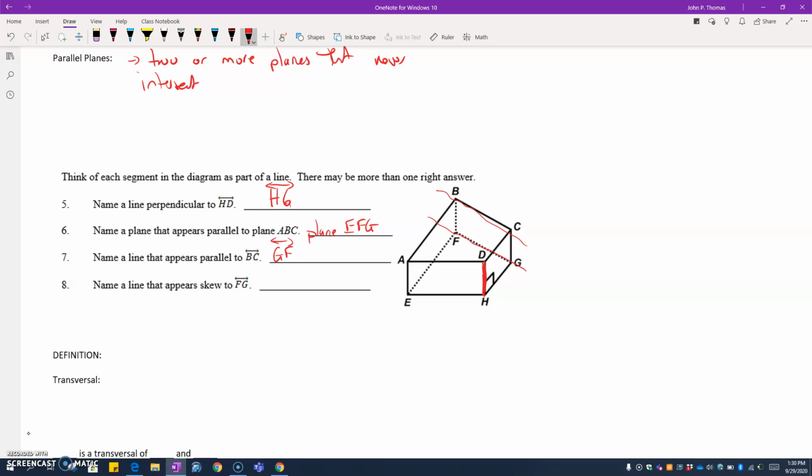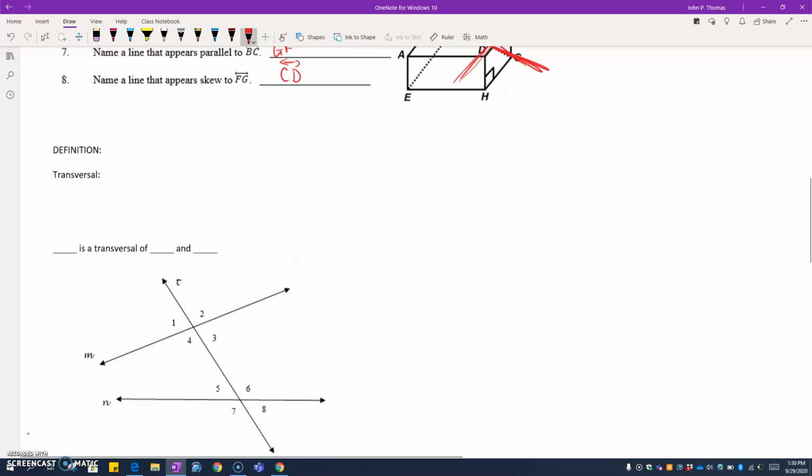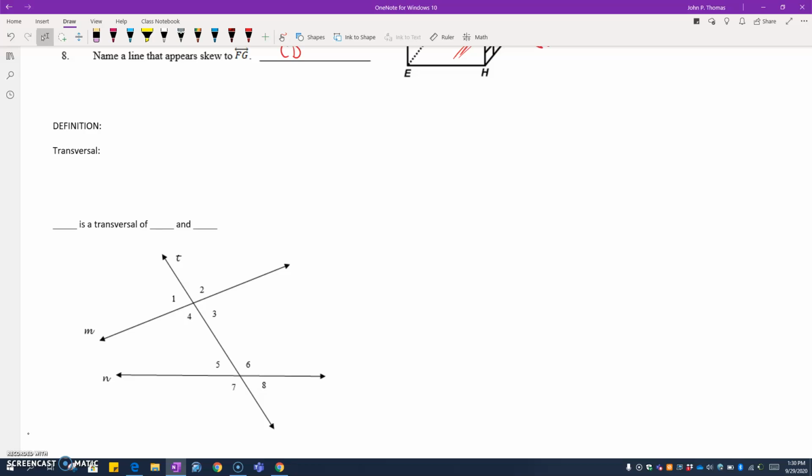All right, and last but not least, name a line that appears skew to FG. So FG is across the bottom there. I'll get that nice and highlighted for us. All right, and we want skew. So it needs to be non-coplanar, and not run into it. So one I could definitely do is CD, because again, what looks like an intersection point there really isn't, because one is below the other. So we're going to say CD. All right, now there are other proper answers to this one, so this is just one set of the correct answers.